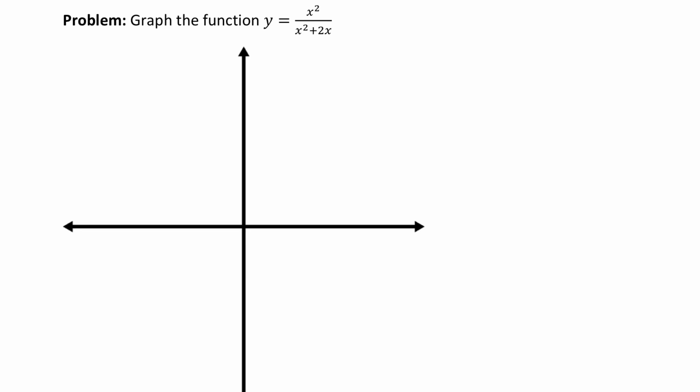Hello. In this video, we're going to continue graphing rational functions, and we're going to look at some pretty advanced ones. So here we're going to graph the function y equals x squared over x squared plus 2x. Now to do this, the basic technique is that we want to find the asymptotes because they're going to be guides for our graph. We want to find some points in each section, and then we want to connect the dots. So right away, let's look for that vertical asymptote.